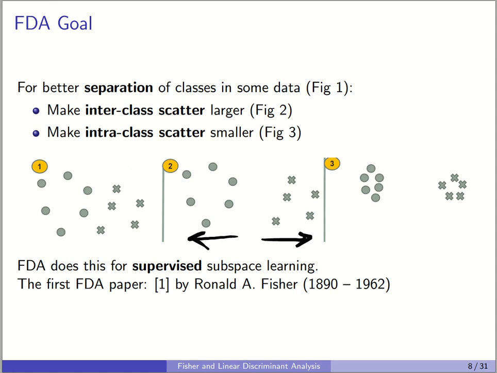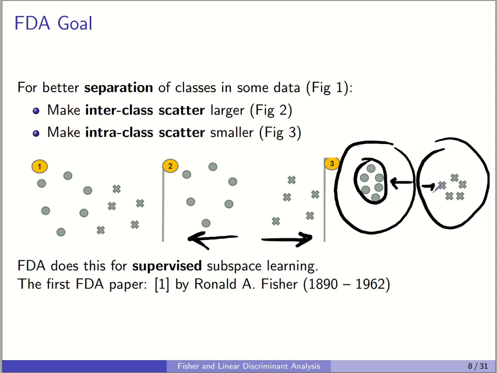Then in the third figure it says, okay, we can still improve this separation. How? By reducing the variance of each class. So the class was like this, we reduced it to this. The class was like this, we reduced it to this. So here we are increasing the between scatter. Here we are reducing the within scatter.